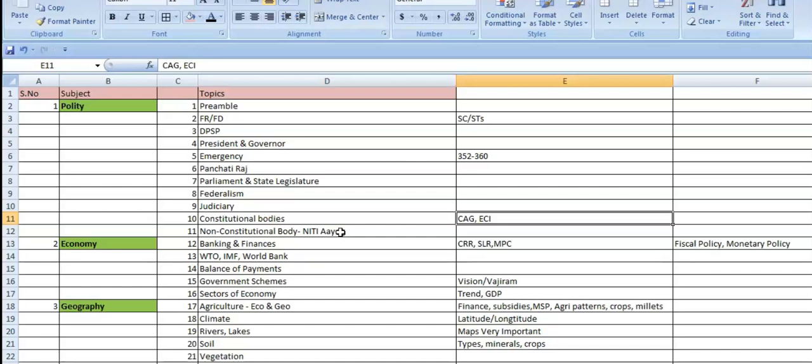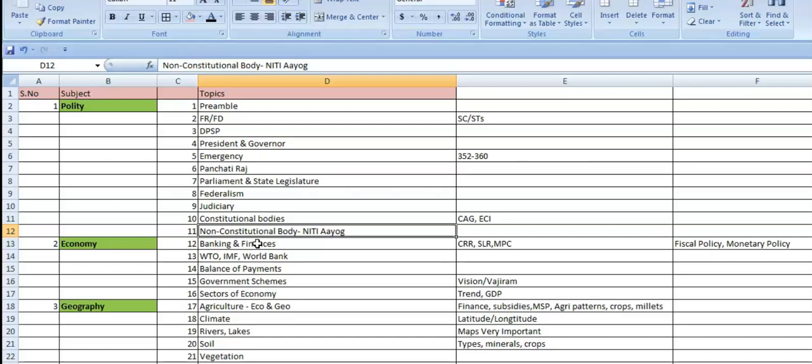Apart from that, there is a non-constitutional body where Niti Aayog is very, very important. So these are the 10 or 11 topics every year UPSC is asking questions. So you have to be very, very thorough with this. The basic concepts, guys, the basics. And once you read these topics, it's more than enough for you to cover your prelims.